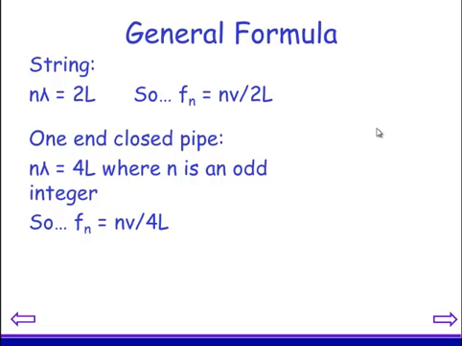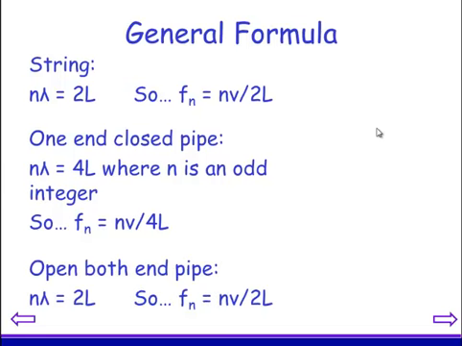The third and final example, an open both-end pipe, we find actually ends up having a very similar pattern to that of a fixed string. So the harmonic multiplied by the wavelength equals 2 times the length. Therefore the frequency equals the harmonic times the speed of the sound divided by 2 times the length.